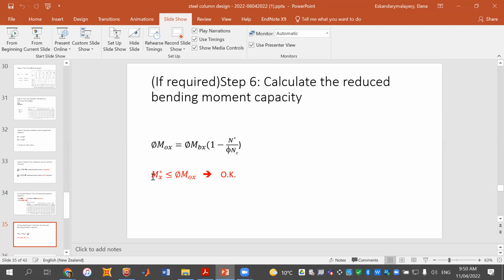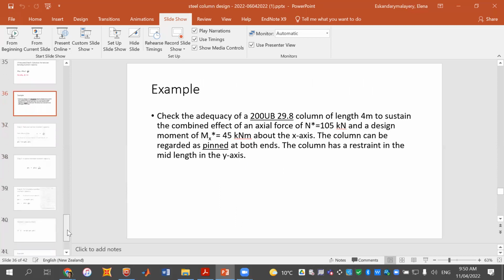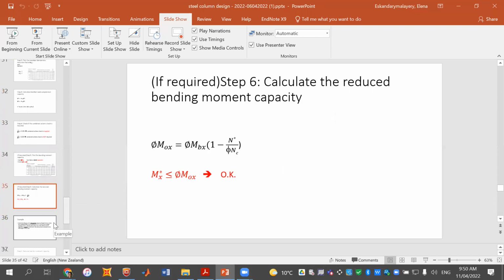So if Mx star, which is your bending design moment, is less than capacity, the member that you chose is okay. Otherwise, you have to choose another member and repeat the whole process. That's it for designing the columns. If you want to have a look at the example, you can refer to the CSA guideline to read the example as well.